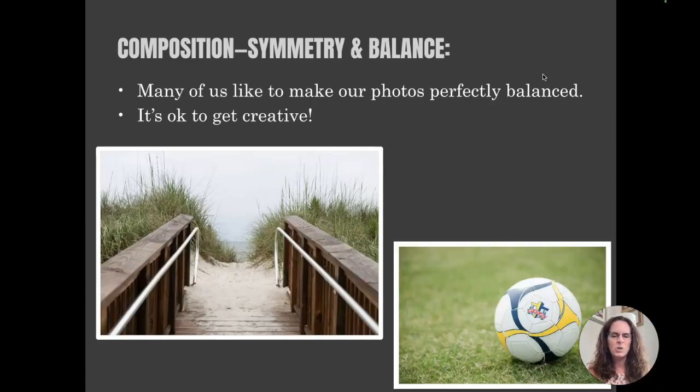Another idea that kind of goes along with that is your symmetry or balance. Sometimes people think that you have to have your subject right in the dead center of your photo, but they don't have to be. It's okay to be creative. It's okay to make things perfectly balanced, like this walkway to the beach. But also down in the bottom right corner, there's the soccer ball, and the way that the soccer ball was positioned, kind of angled, it just made it more interesting to put it in the right side of the photo. It kind of gives you some space for that ball to be kicked or to be moved, and creates a unique balance.